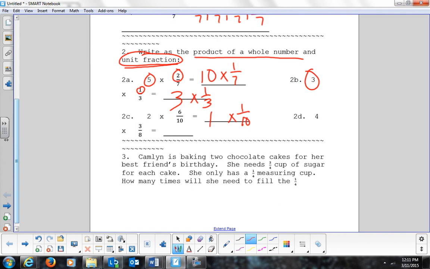12. Good. 12 times 1/10. Okay, now you guys getting the hang of things? Yeah. Okay. I only know what I did wrong. All right, last one. Yes.